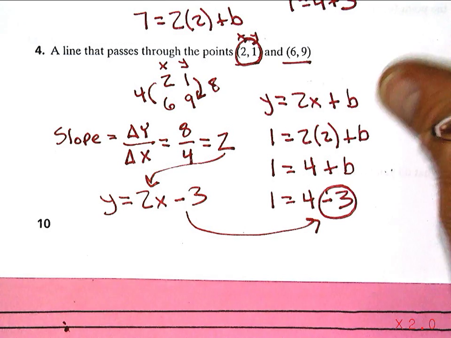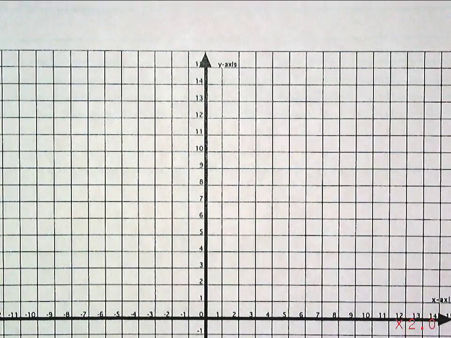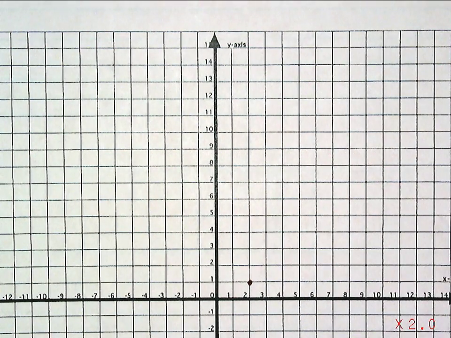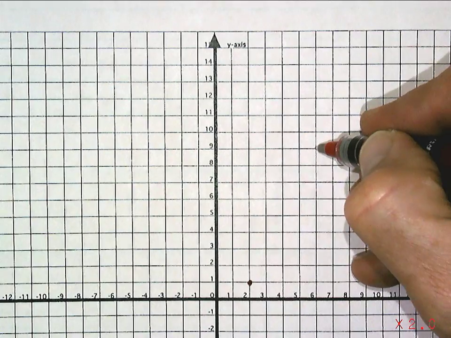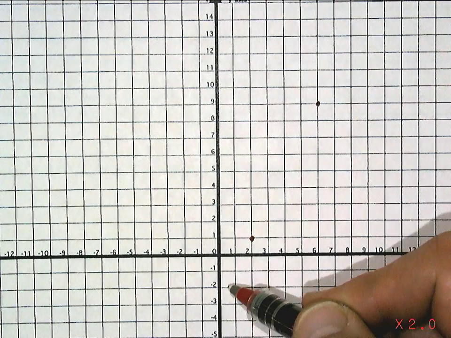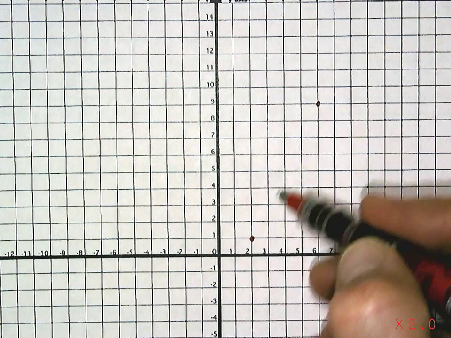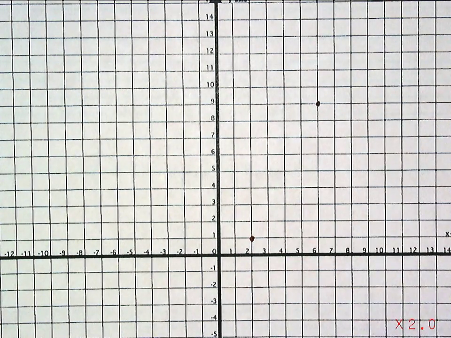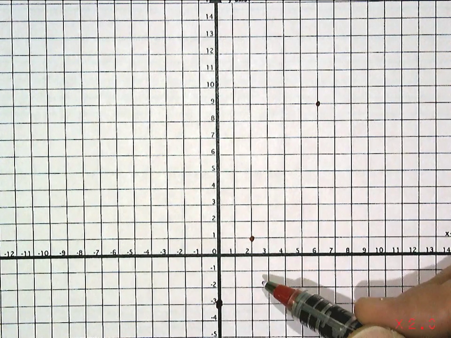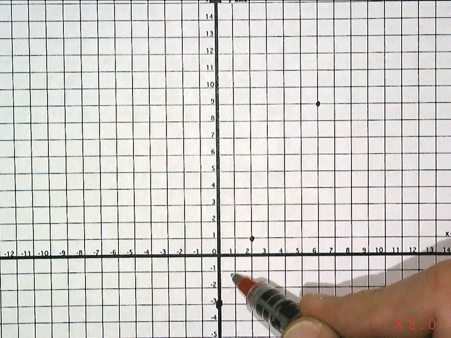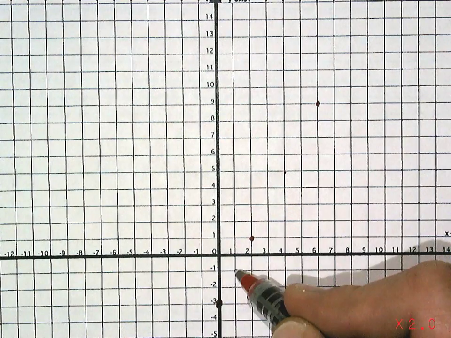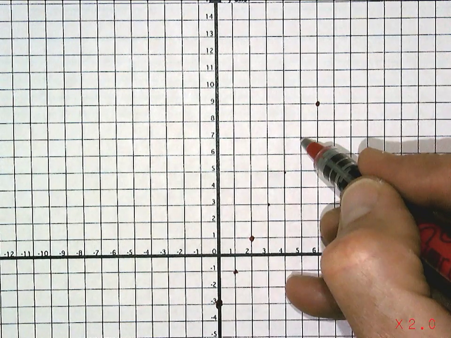Now if I graph it and just use the 2 points, 2, 1, and the other point, 6, 9, you can already see that this graph is going to have a y-intercept below 0, because for this line to continue on, going down, down, down, it's going to cross right here at negative 3, because that's where the y-intercept was. And it goes up 2 over 1, up 2 over 1, because the slope was 2.